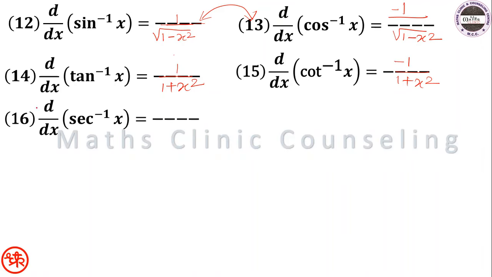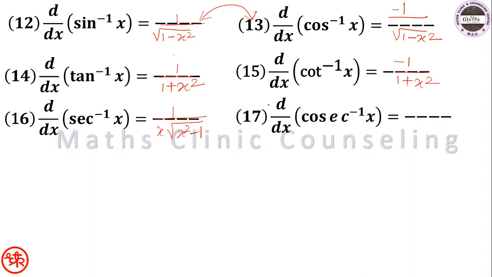Next formula, d/dx of sec inverse x is 1 upon x into square root of x square minus 1. Is that clear? Then d/dx of cosec inverse x is minus 1 upon x into square root of x square minus 1. Is that clear? So these are the various formulas. So let us see chain rule.